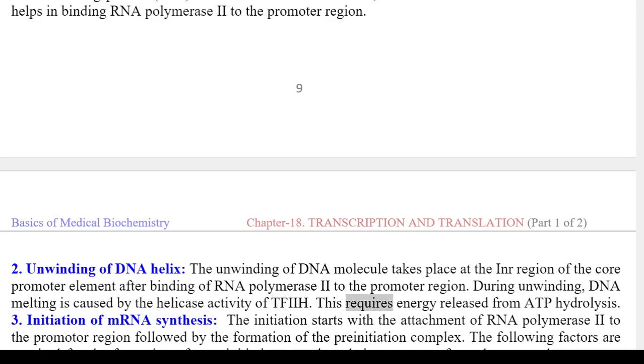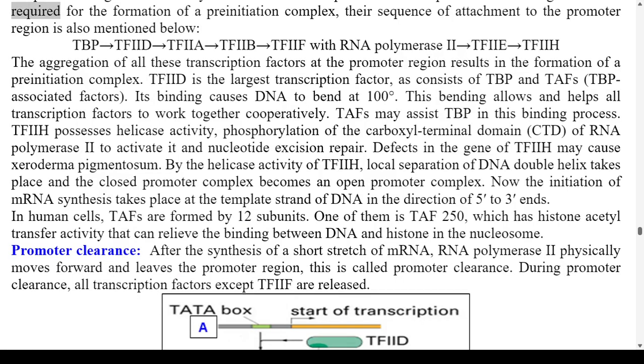This requires energy released from ATP hydrolysis. 3. Initiation of mRNA synthesis. The initiation starts with the attachment of RNA polymerase II to the promoter region, followed by the formation of the pre-initiation complex. The following factors are required for the formation of a pre-initiation complex. Their sequence of attachment to the promoter region is also mentioned below.